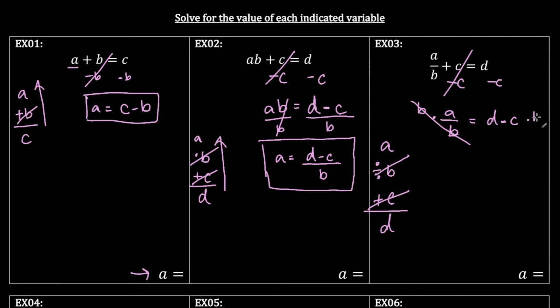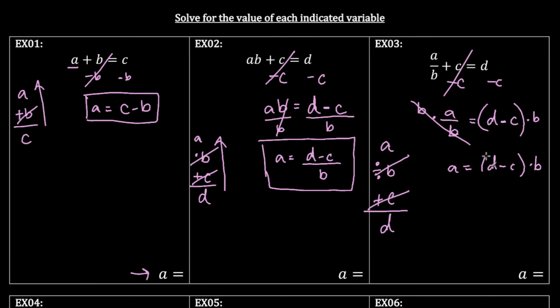Now, when I show it, I can't just write it like this. I can't just put D minus C times B, because remember, this would be order of operations. One way of showing it is with parentheses, because I would do D minus C, and then I would multiply by B. So A equals D minus C times B.